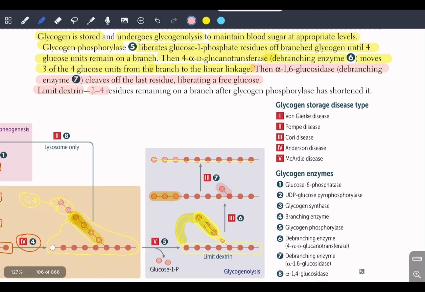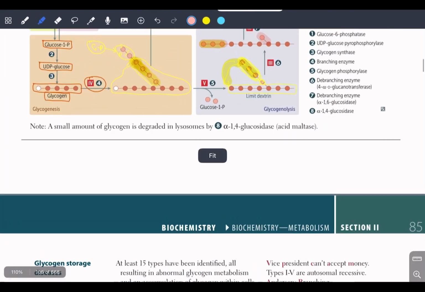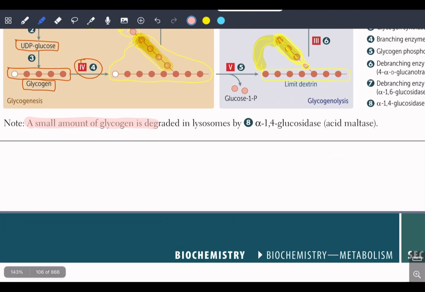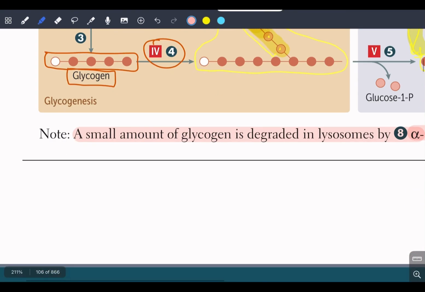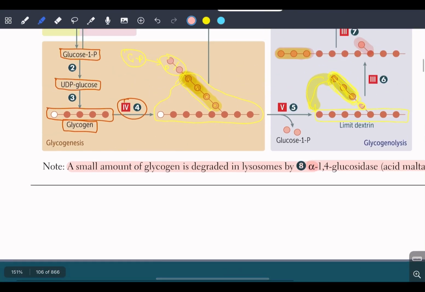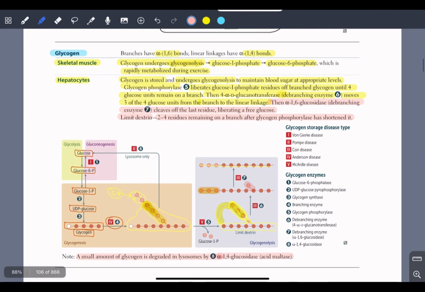Limit dextrin is the 2 to 4 residues remaining on a branch after glycogen phosphorylase has shortened it. So this is what they are talking about. Here, if we see, a small amount of glycogen is degraded in the lysosome by alpha-1 glucosidase. So here also, in the lysosome, this can happen, that a small amount of glycogen can also be degraded by the lysosome. So this is the glycogen metabolism.